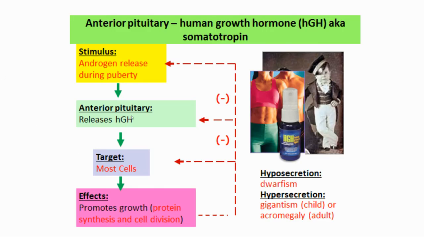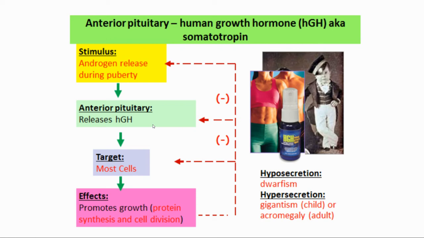So what we have here is the stimulus, androgen release or puberty. So what's going to happen is this androgen release during puberty is going to target the anterior pituitary. So in the box I've given you, you want to draw this. Now the stimulus, you might want to say stimulus is stimulating the hypothalamus. This is what's triggering the hypothalamus to go to the anterior pituitary gland to release hGH.